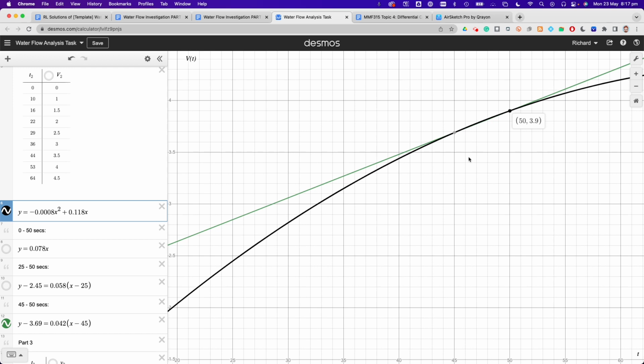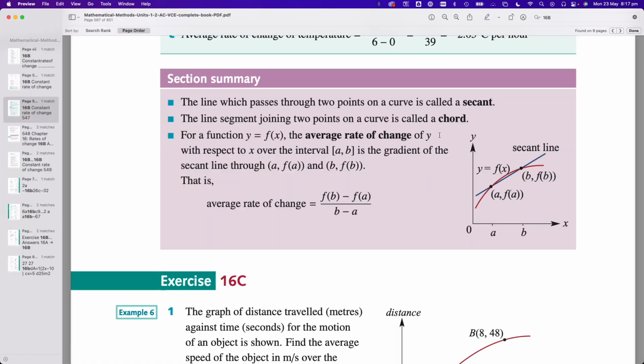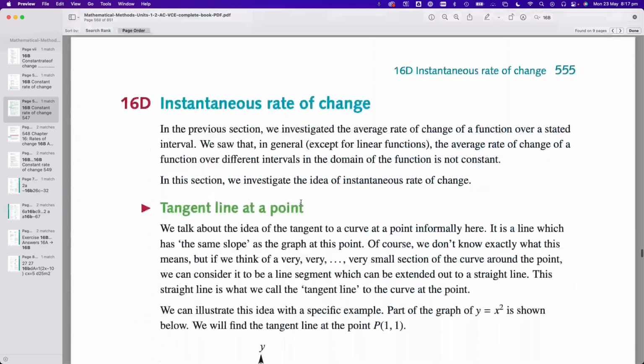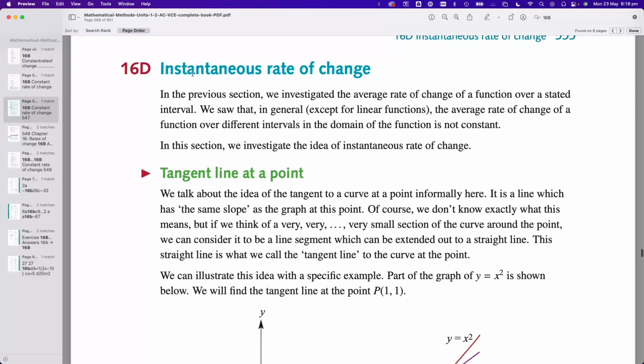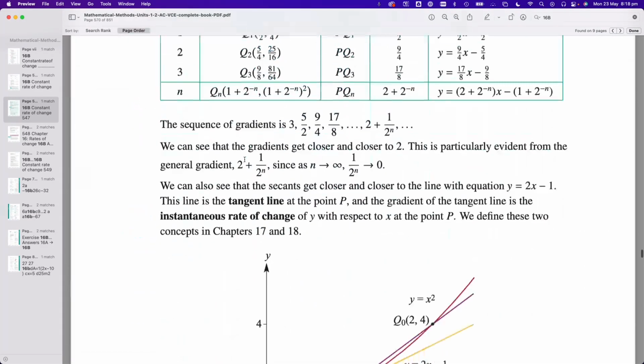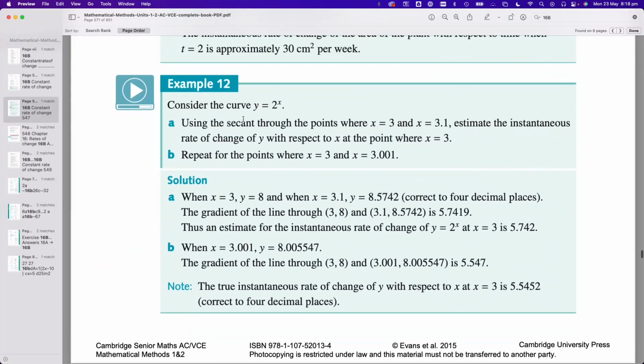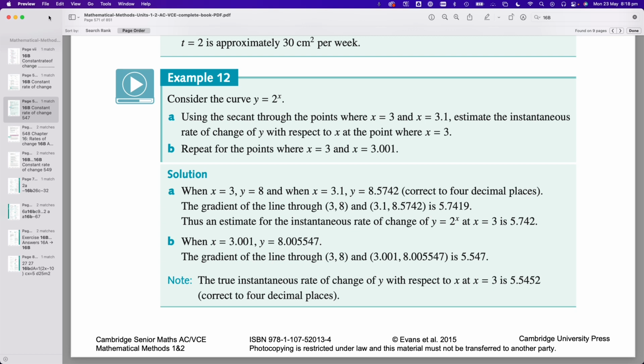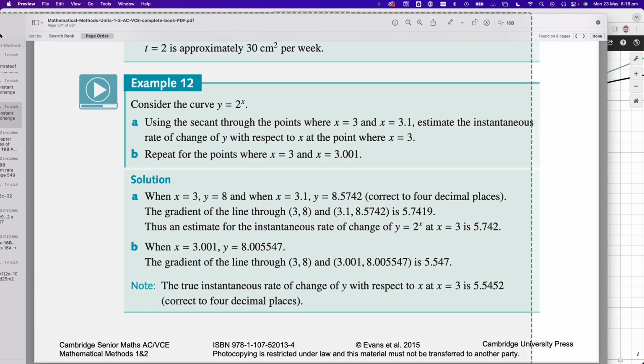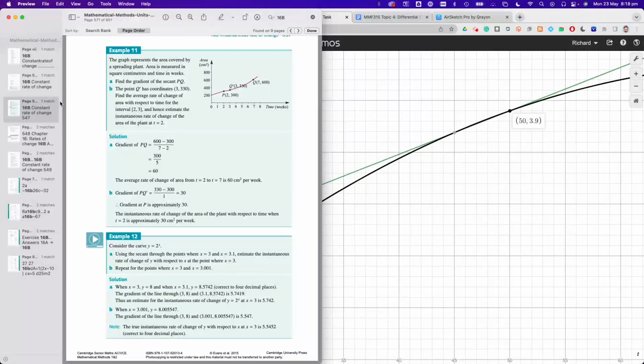So flicking over to the textbook, we're going to have a look at example 12. So as you can see here, instantaneous rate of change. I'm not going to talk through these things here. We're going to go straight to example 12 so you can see how we might do it. And alongside, I might show you how this is done using your calculator as well. So a little bit of calculator usage.